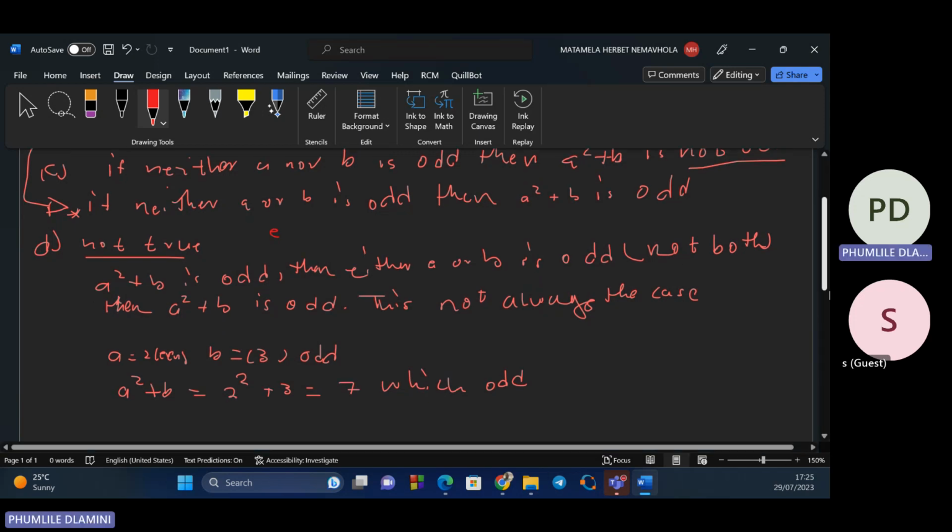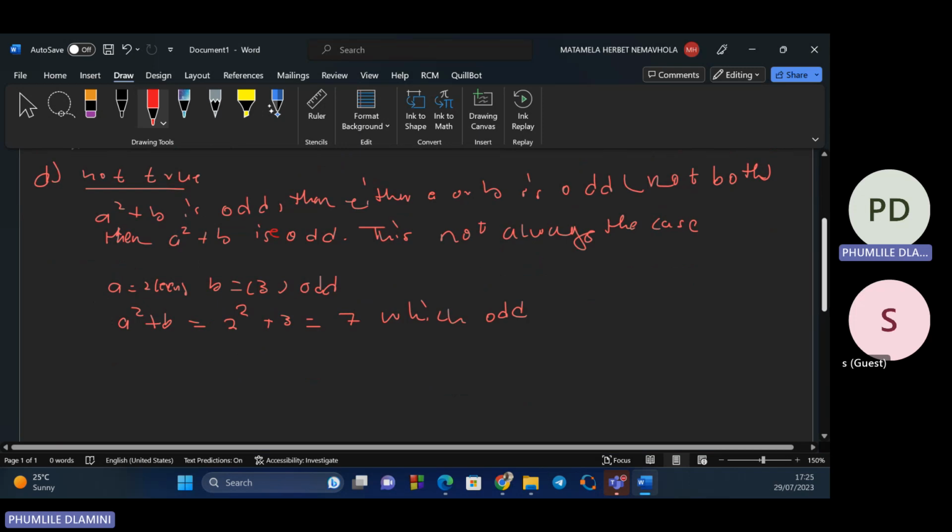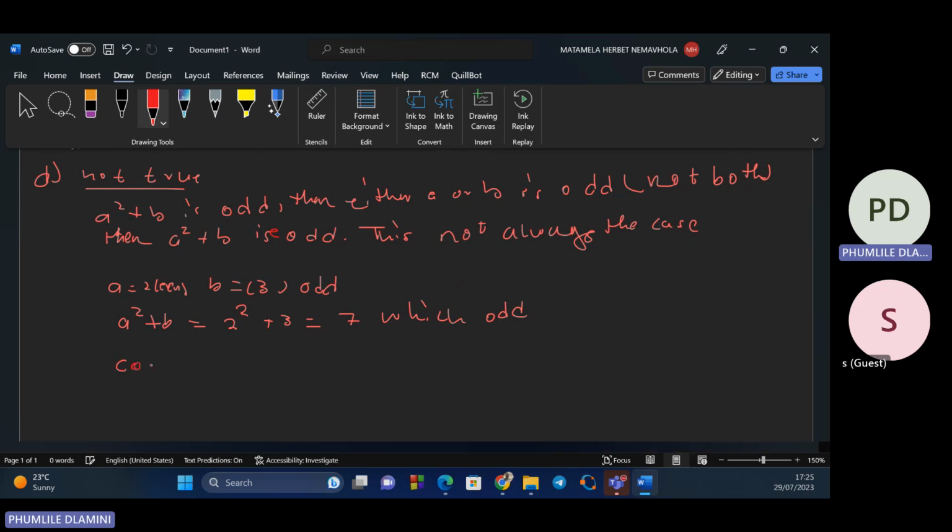So in this case, one of the values or variables that we use there is odd, the other one is even. But the result is odd. Therefore, the converse of A is not true.